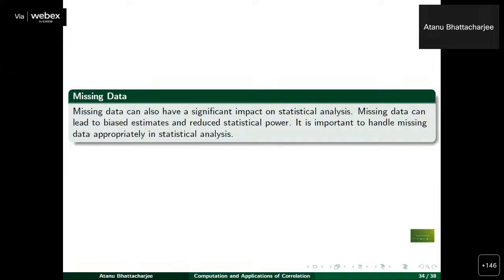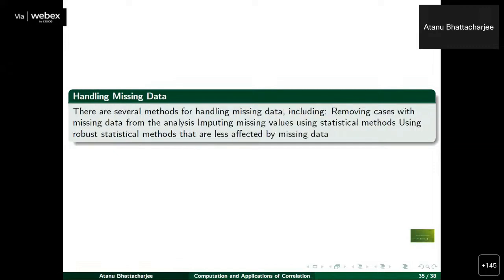Missing data, as I already explained with the example of 10 and 15 individuals missing height and weight values, definitely has much more impact on the correlation coefficients. It can also significantly impact the statistical analysis and lead to biased estimates. It can reduce the statistical power as well, because removing those 15 and 10, that is 25 individuals, from the data set will affect your statistical power. It is important to handle missing data appropriately in statistical analysis.